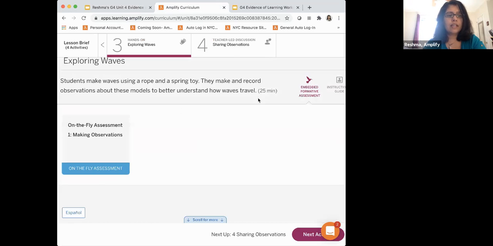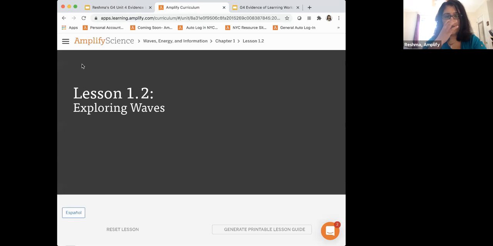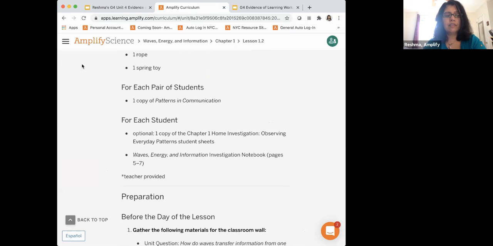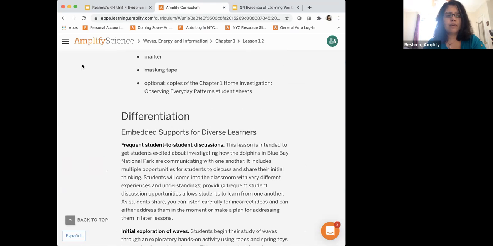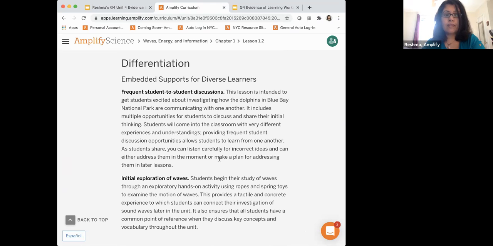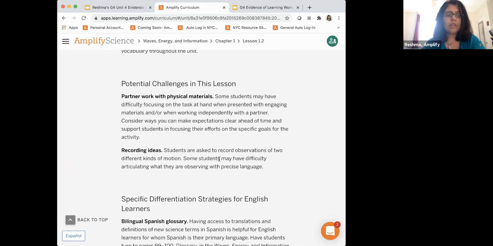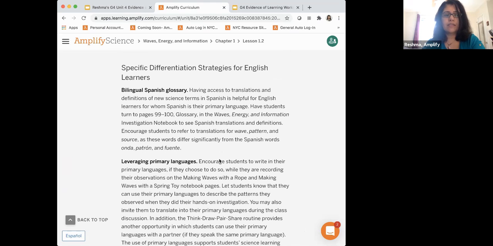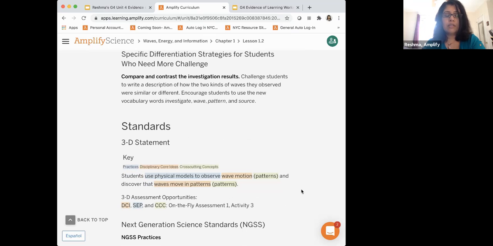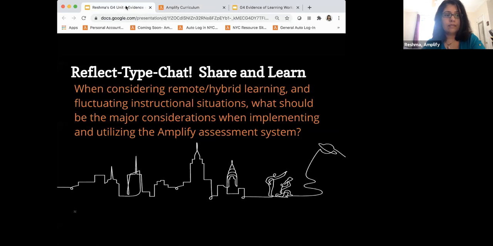After you collect student data, remember, we have various places you can access differentiation ideas. I would focus on the lesson level differentiation right here. Remember, there are various sections. The first section is how is the lesson already designed to be supportive of diverse learners' strengths? We always have a specific differentiation strategy section for English learners, for those who need more support, and for those who need more challenge. And also, you can look at the now what section of the on-the-fly formative assessment to also give you ideas on how to adjust instruction.